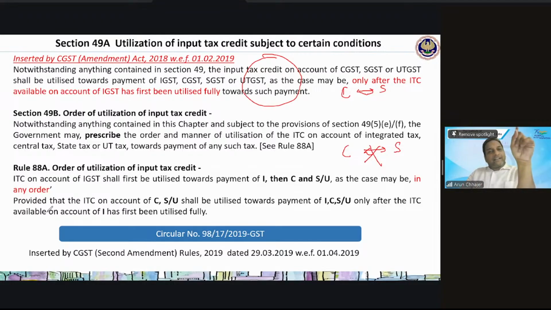49A is keeping only one restriction. 49B is saying that we will follow the E and F. Which one should be used? What is the final conclusion? Can the C give to S or S to C? No, can't. But 49A says yes. 49A says yes, if I see, they are saying entire 49 is overridden. And 49B says that yes, 49.